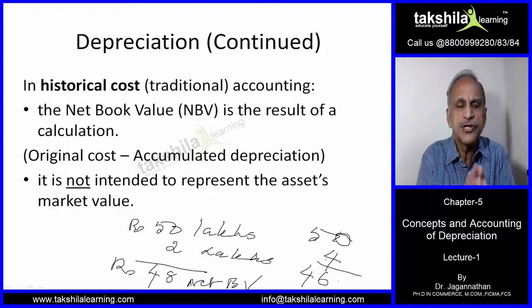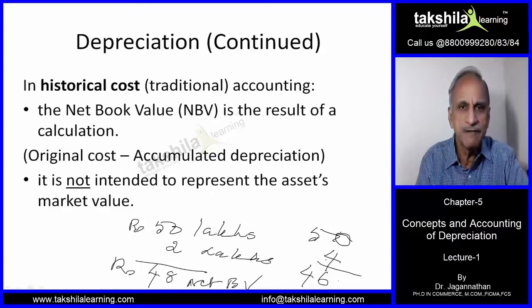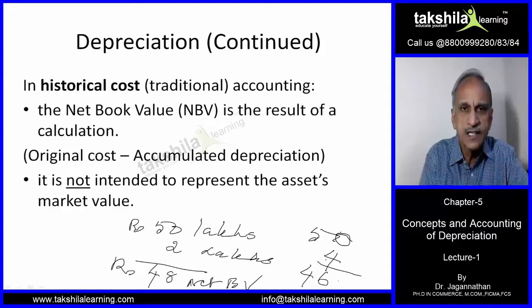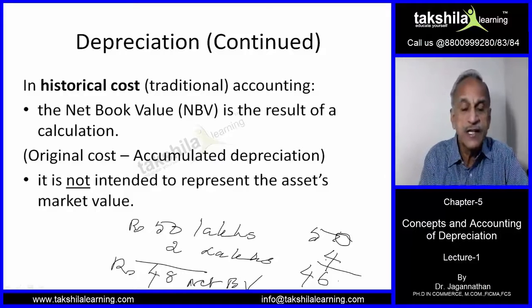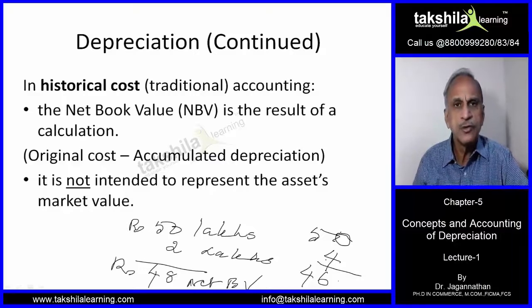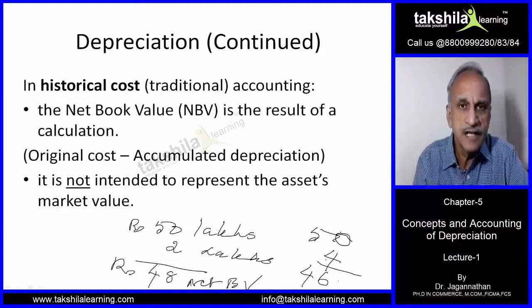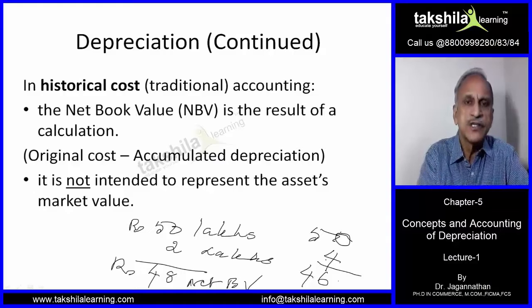Our intention is to distribute the original cost of 50 lakhs every year, slowly, gradually, depending upon its useful life. So first year we reduce 2 lakhs. So the total accumulated depreciation becomes 2 lakhs. Next year we charge another 2 lakhs, it becomes 4. The next year it will become 6. So you see the net book value will become 48, 46, 44, 42 like that. Ultimately, at the end of the 25th year, it will become 0 and the asset is thrown out, disposed of, right?